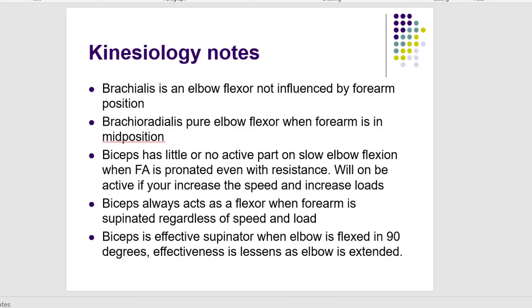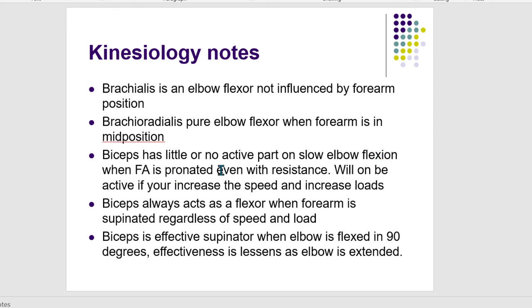So let's go now to the kinesiology notes. Brachialis is an elbow flexor not influenced by forearm position. That's why it is called a pure elbow flexor muscle. Brachioradialis is considered a pure elbow flexor when the forearm is in mid position or neutral. Biceps has little or no active part in slow elbow flexions when the forearm is pronated.